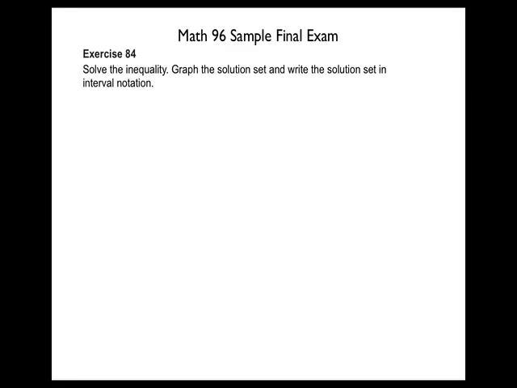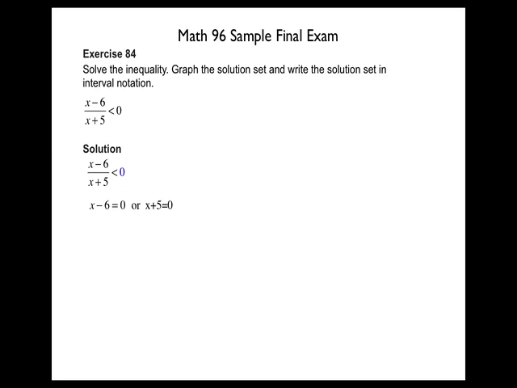Solve the inequality. Graph the solution set and write the solution set in interval notation. Here's the inequality we're asked to solve. It's a rational inequality. And notice that the right-hand side of the inequality is 0, and that's good.